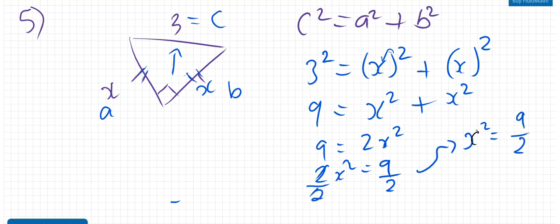All I've got to do now is square root this square. So they cancel out, but I must square root that side there. So I'm left with the square root of 9 divided by 2. That is my exact answer.